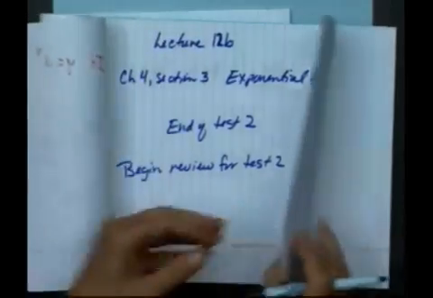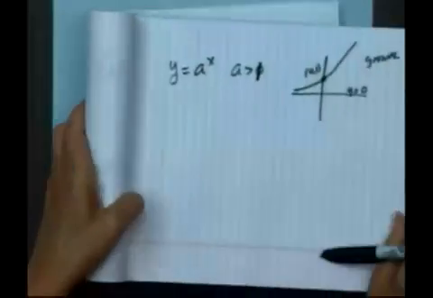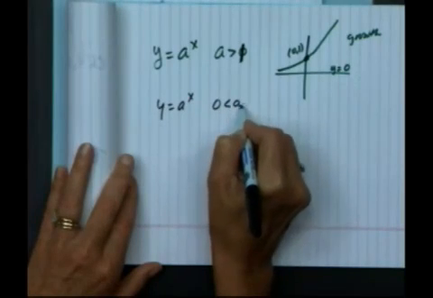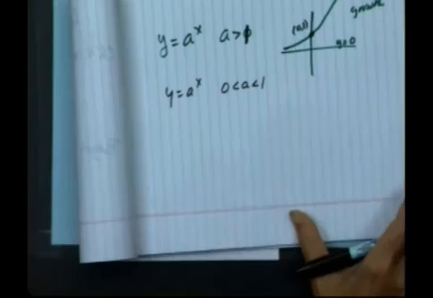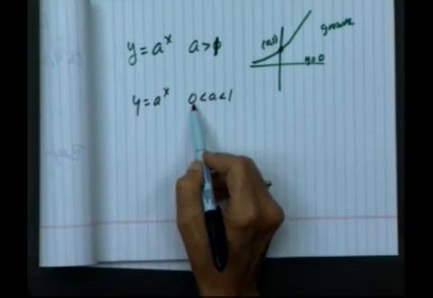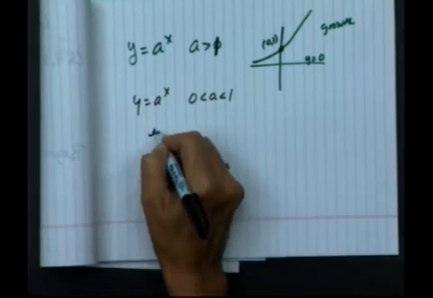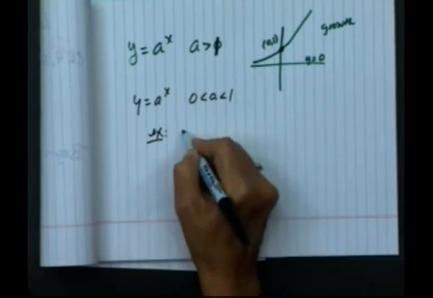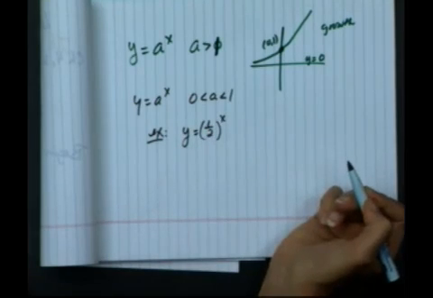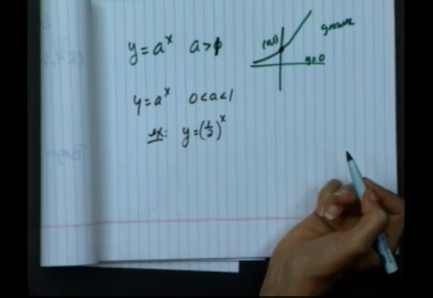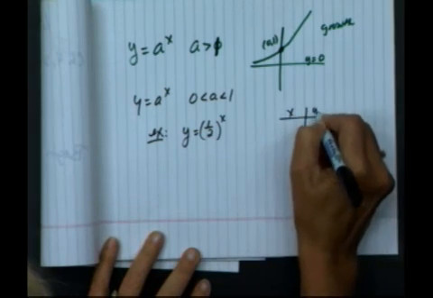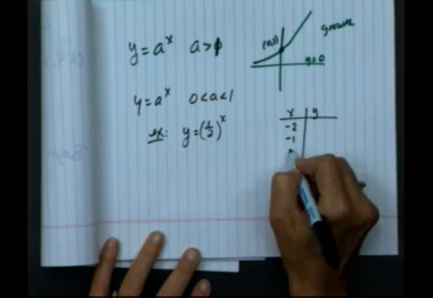Okay, let's look at y equals a to the x when a is between 0 and 1. Let's look at the exponential function when a is between 0 and 1. We'll just take an example. This would be something like y equals 1/2 raised to the x. All right, we'll plot some points. x, y. We'll go -2, -1, 0, 1, 2.